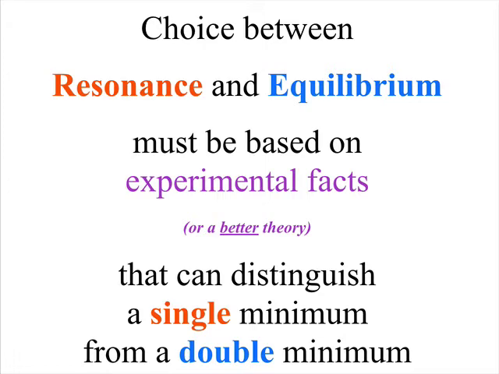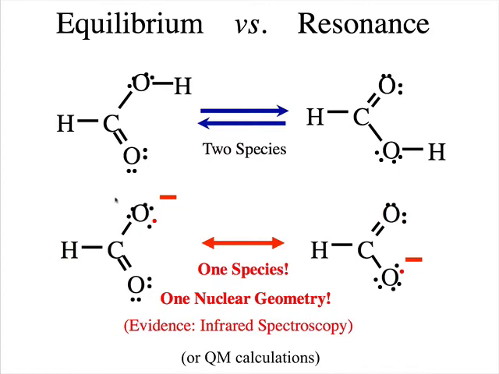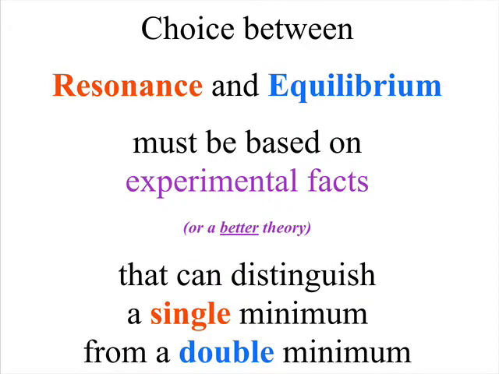Meaning, if I were to give you these structures and say, pick which one is resonance and pick which one is equilibrium, you would not be able to use Lewis theory to determine that. There's no way that Lewis would be able to predict this. So in order to determine this, we either need to do an experiment and look at the geometries and see, do we have two geometries that alternate one to the other, in which case it's equilibrium, or do we only see one geometry, in which case it's resonance?